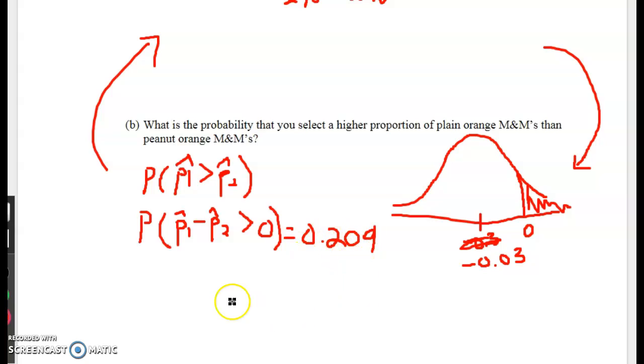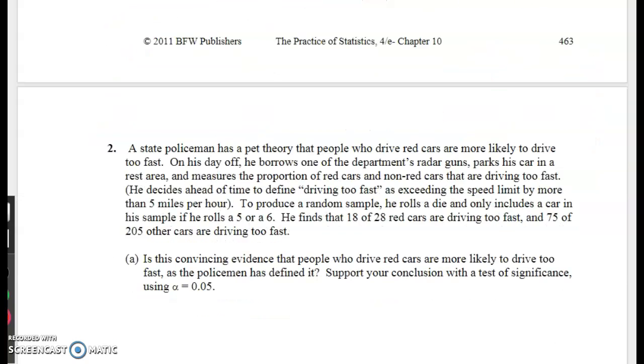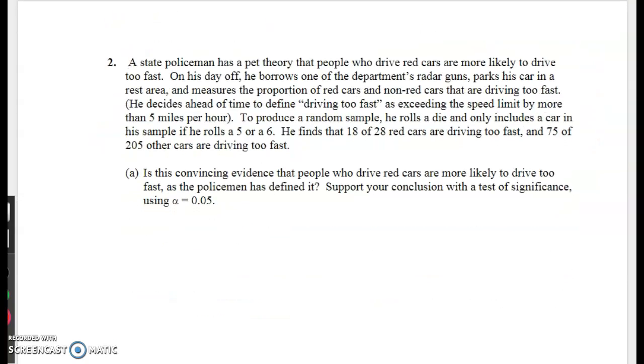That's the probability that the proportion of orange is more for plain M&Ms than peanut M&Ms. All right, question 2 is going to ask us to carry out a hypothesis test, and it might do a confidence interval as well.